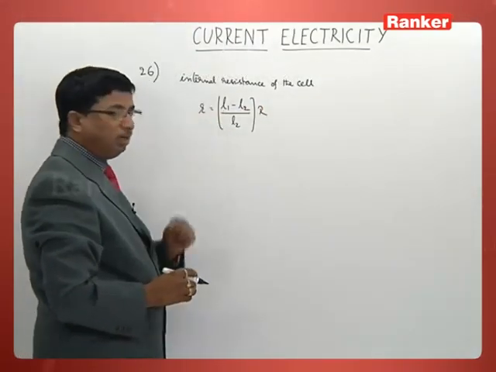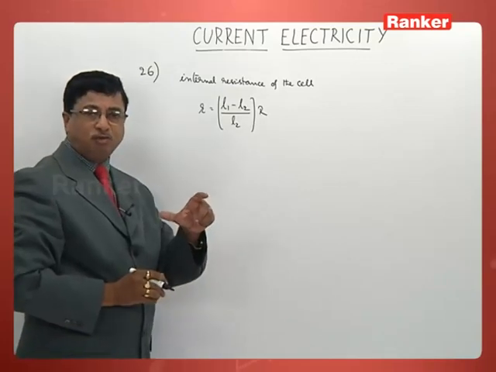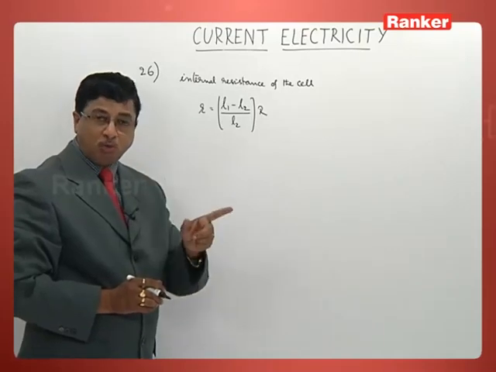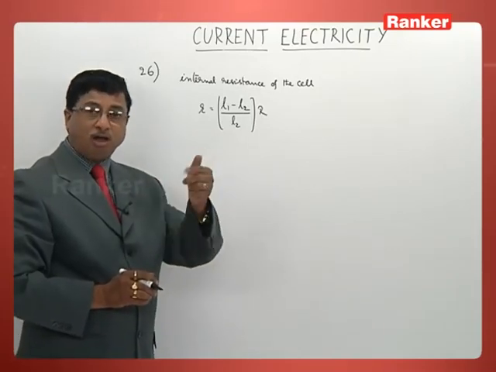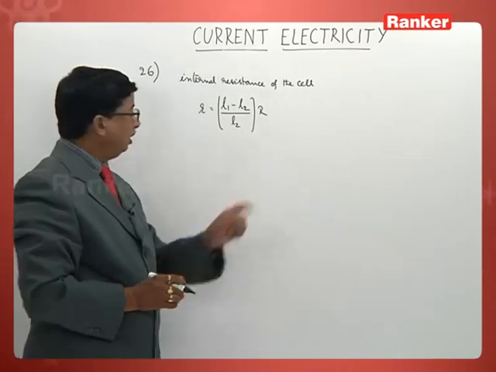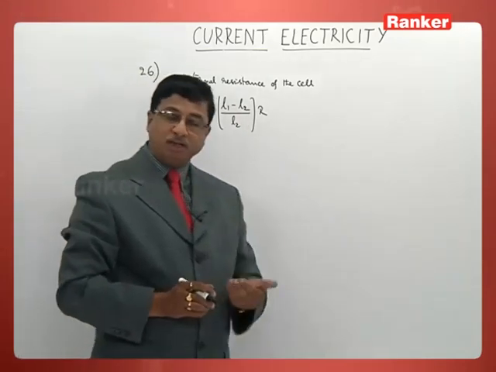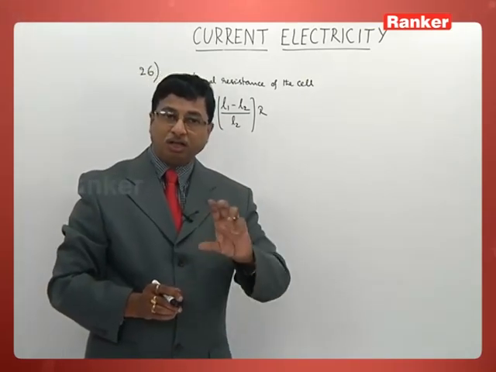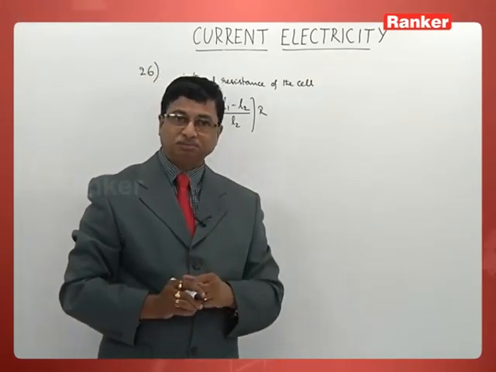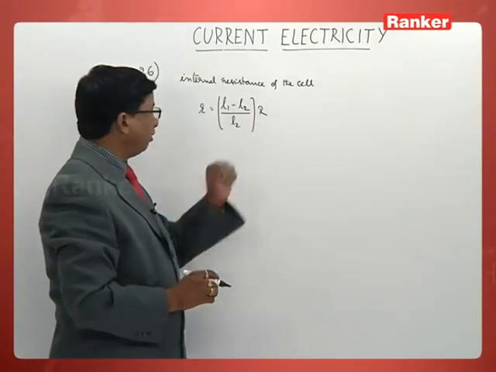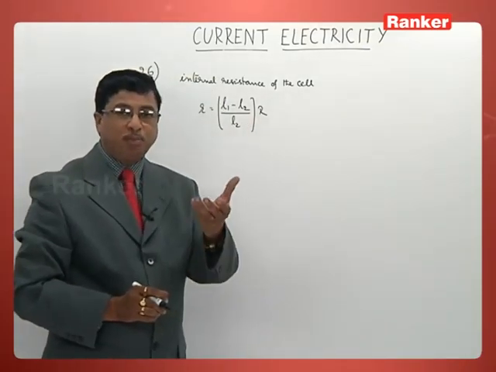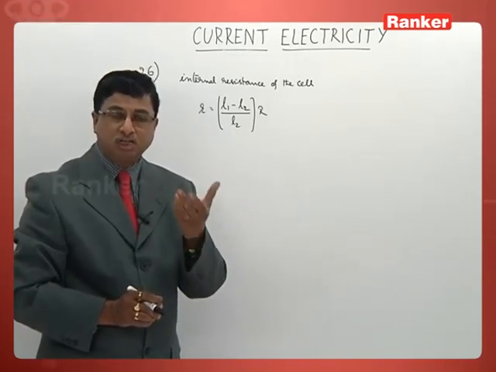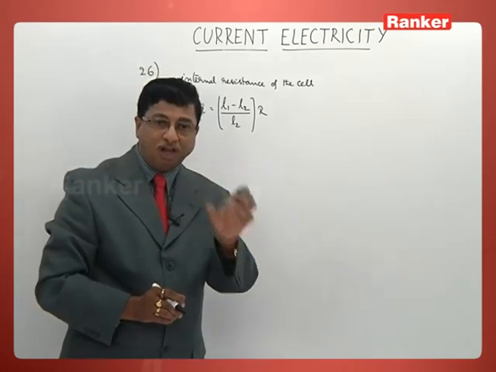Observe carefully, L1 is the balance length when only the cell is connected in the secondary circuit without taking the parallel resistance. L2 is the balance length when the resistance which is connected in parallel also is made to function. And the value of capital R is nothing other than the parallel resistance's value, the value of resistance which is connected in parallel to that particular cell.